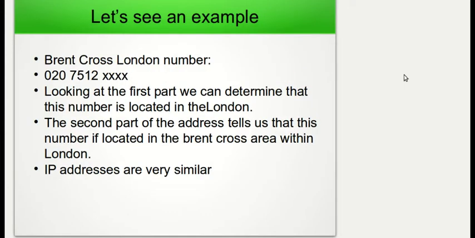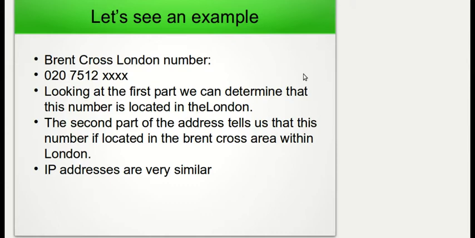As an example, this shows the telephone number for the Brent Cross area. So 020 identifies that this is a London number. This is the area code. The next part is the prefix, and this tells us which local area within London it is. So this tells us it's in the Brent Cross area, and then the last four digits would tell us the specific house or the specific shop within that area.